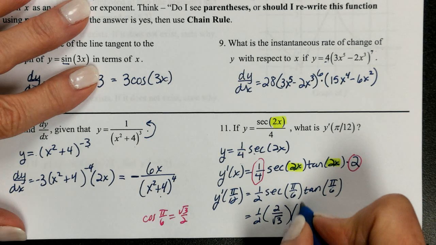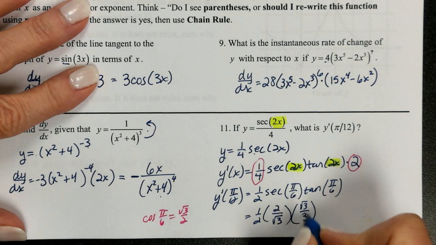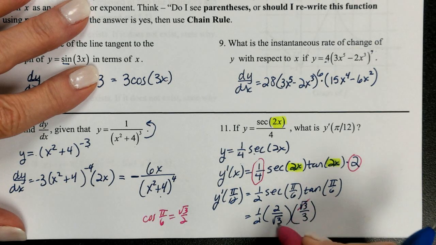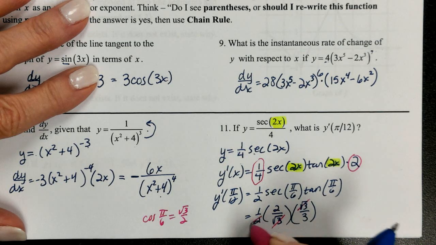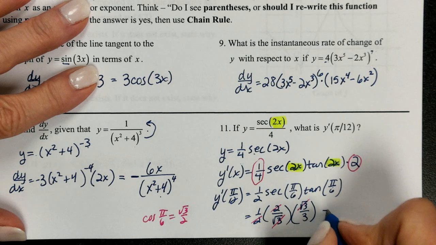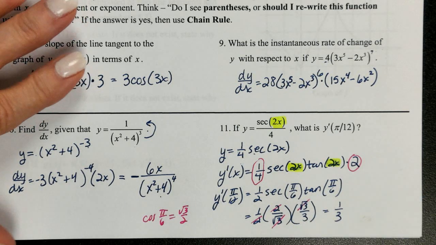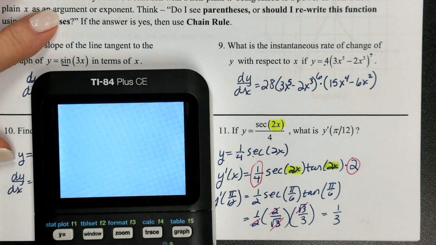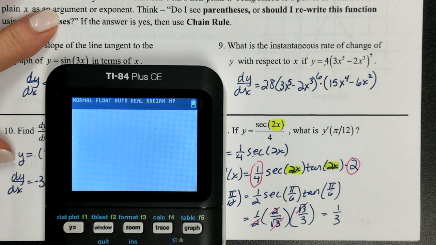Tangent of pi over 6 is square root of 3 over 3. Some nice things happen here, and we are left with 1/3. So that answer is 1/3. Shall we see what our calculator gives us? Let's see what our calculator gives us.